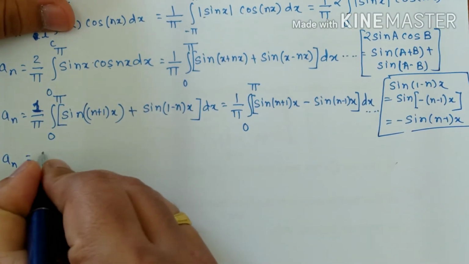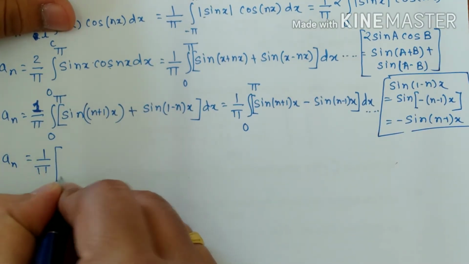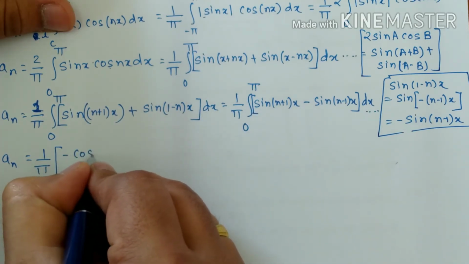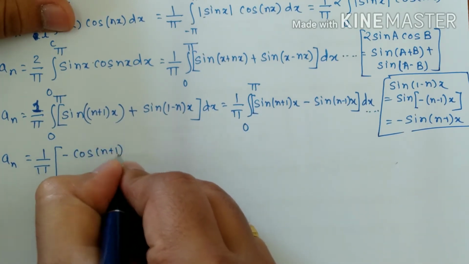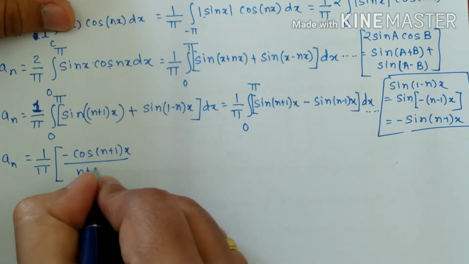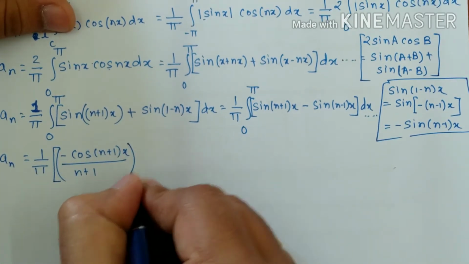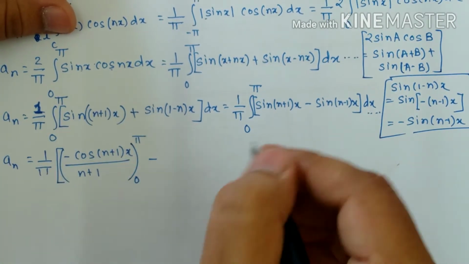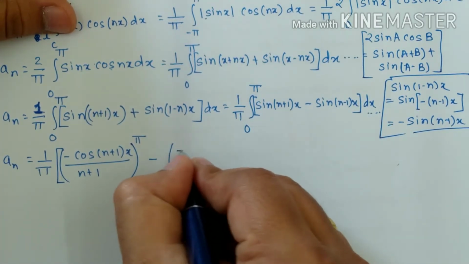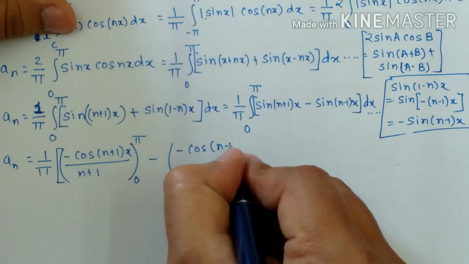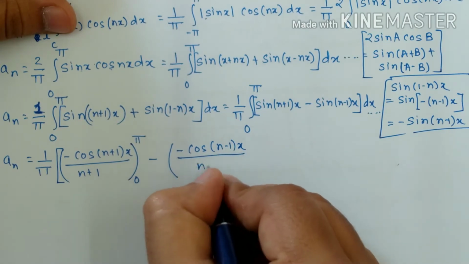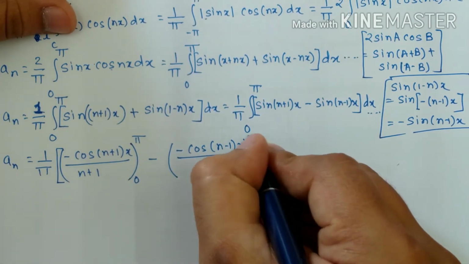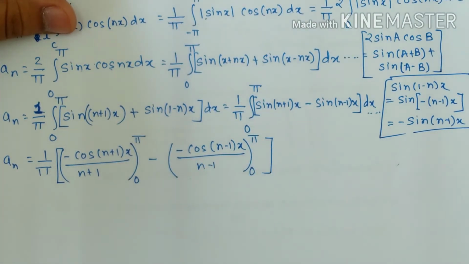Okay, fine. Now we will evaluate this integral with the easiest step. So this is 1 upon pi as it is. What is the integration of sin? It is minus cos of n plus 1 x divided by n plus 1, limits from 0 to pi. Minus for the second term, again the same, minus cos of n minus 1 x divided by n minus 1, limits from 0 to pi. Is this okay?